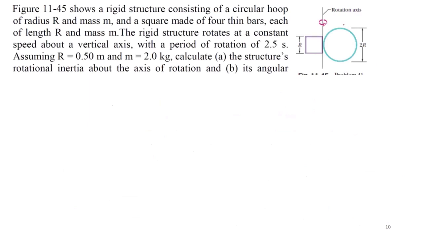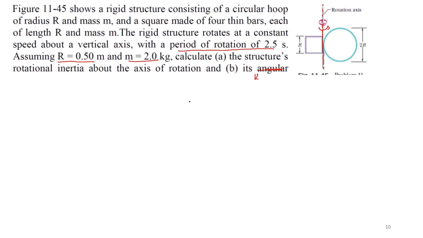This problem is almost the same, not very difficult. We have a rigid structure consisting of a circular hoop of radius r and mass m, and then a square made of 4 thin bars. Each bar has a length r and a mass m. The rigid structure rotates at constant speed about the vertical axis, this is the rotational axis, with a period of rotation of 2.5 seconds. Capital T is 2.5 seconds. I give you the value of R and the value of M. I ask you to calculate the moment of inertia of the whole structure around this axis of rotation. And the second question is to find the rotational kinetic energy.